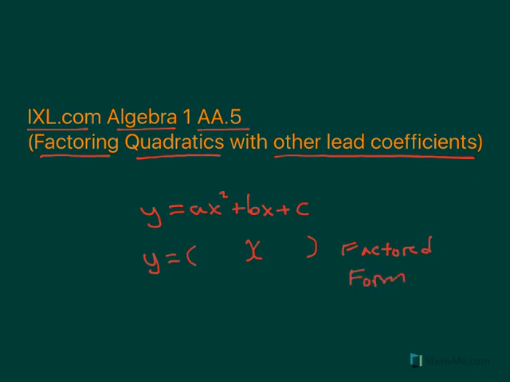But it's going to be a little bit different than the other module we did. We're going to have an A value, so a lead coefficient, that is not just going to be a 1, so there's going to be some other number there. And we're actually going to use factor by grouping to do this.